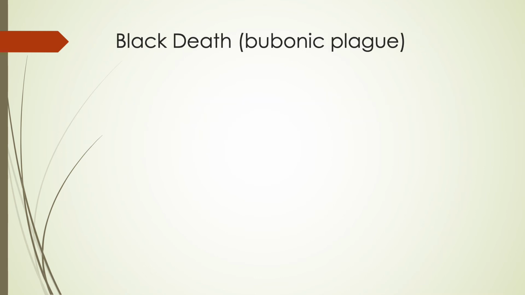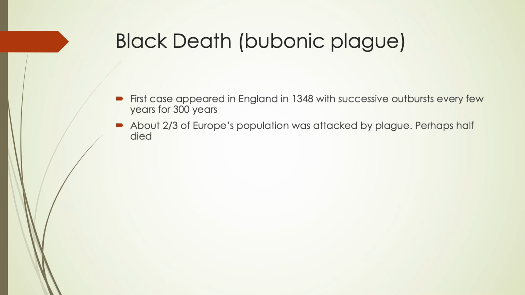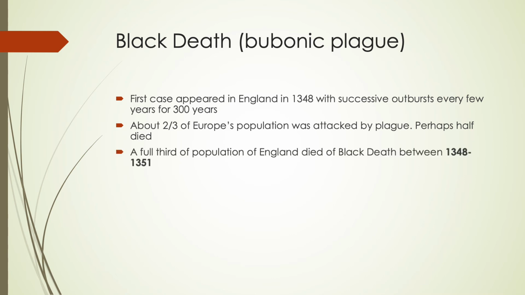So the bubonic plague, or the Black Death, was something that began around 1348 with the first cases. There were successive outbursts every few years for about 300 years, but this first push was really the major one. So about two-thirds of Europe's population was attacked by this plague. Maybe about half of them died, and so a full third of the population in England died of the Black Death in just three short years. So just between 1348 and 1351, a third of the population had died from the bubonic plague.